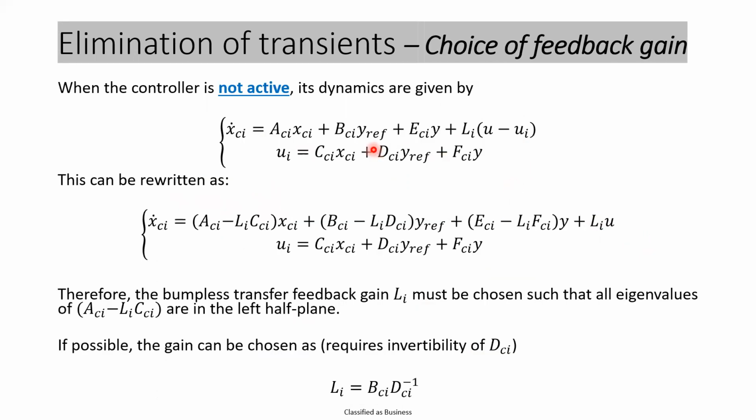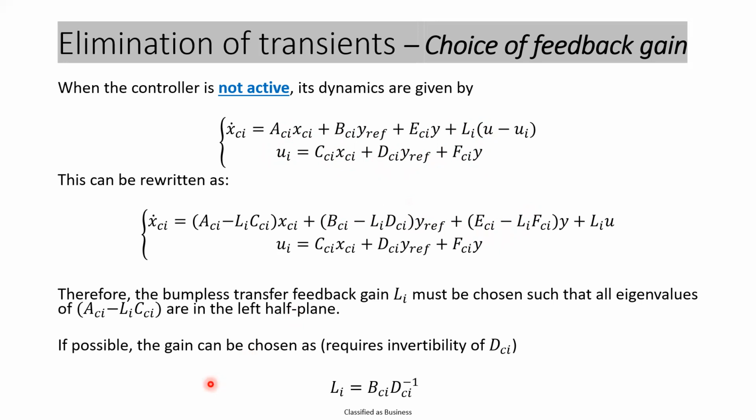So, as I said, for the non-active controller, if you substitute UI from the second equation into the first equation, you will get something like that. I just explained the first term, but it will also affect the other terms, because UI has something from YREF and also something from Y. So if you multiply Li by UI and subtract it from the first equation, it will change all these matrices.